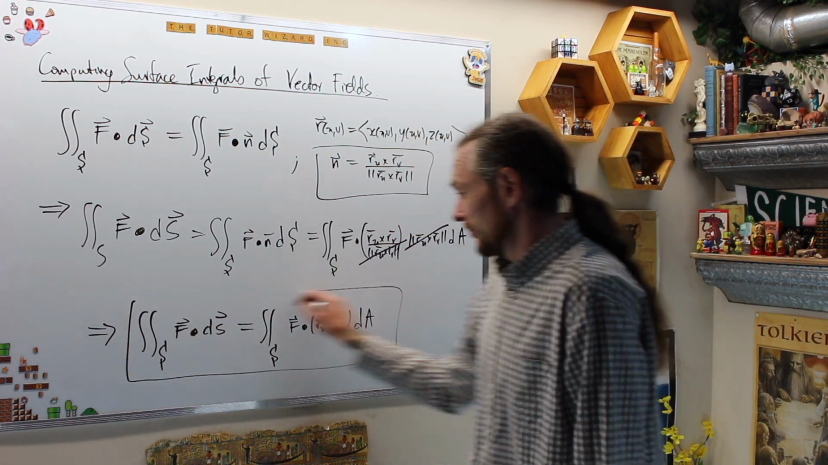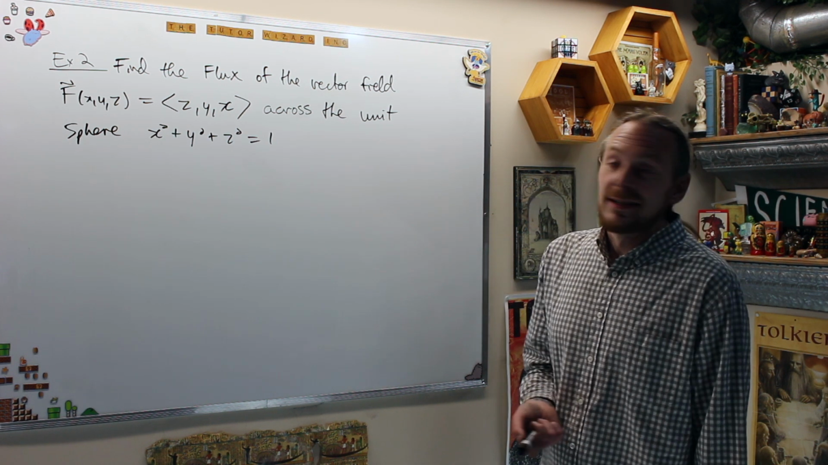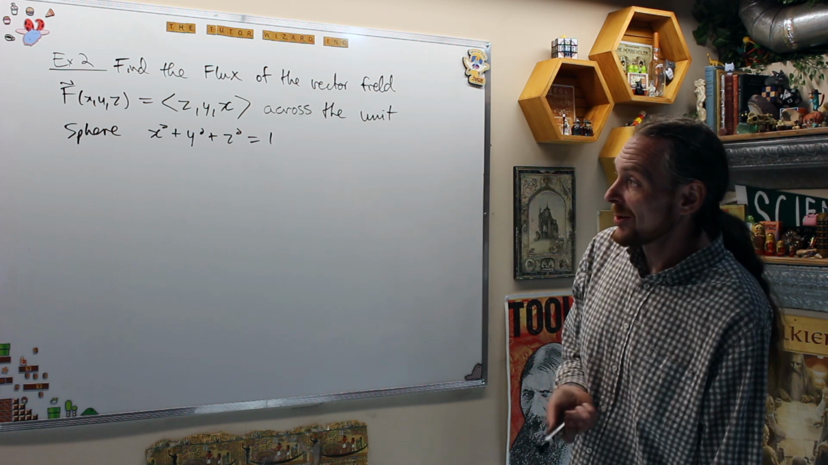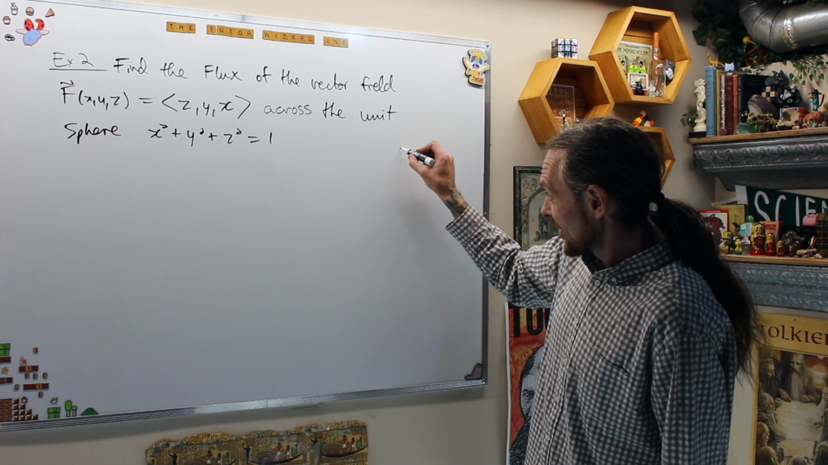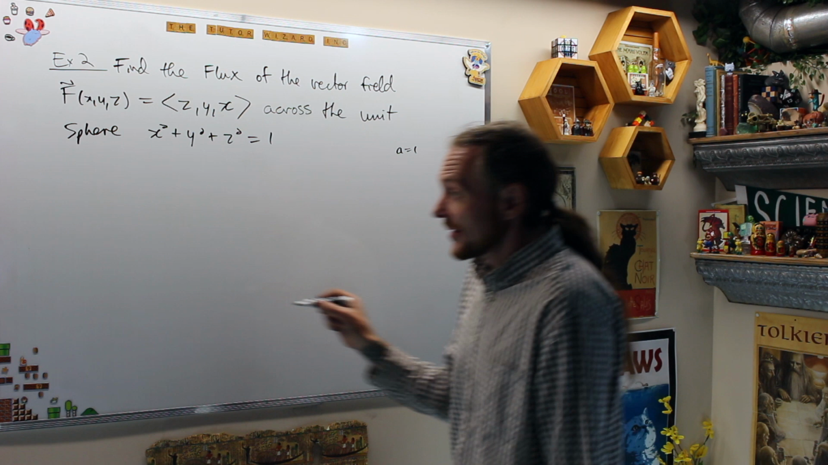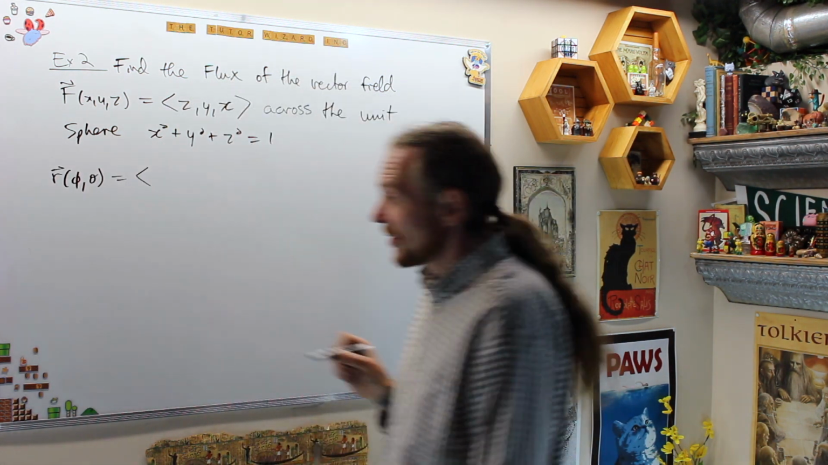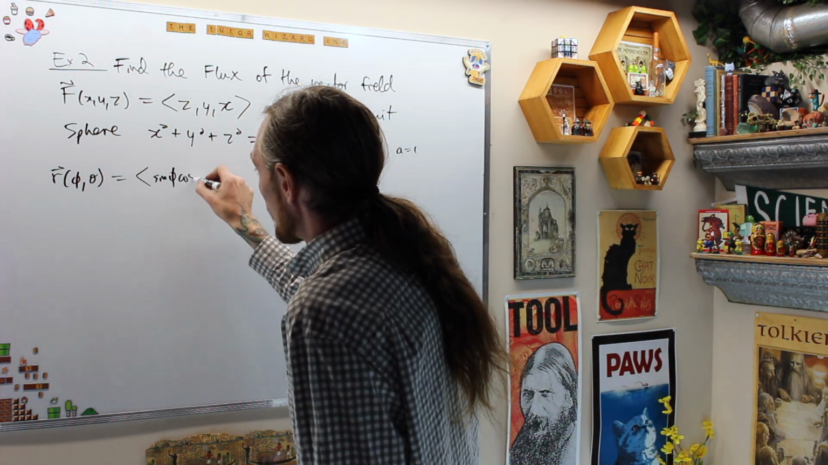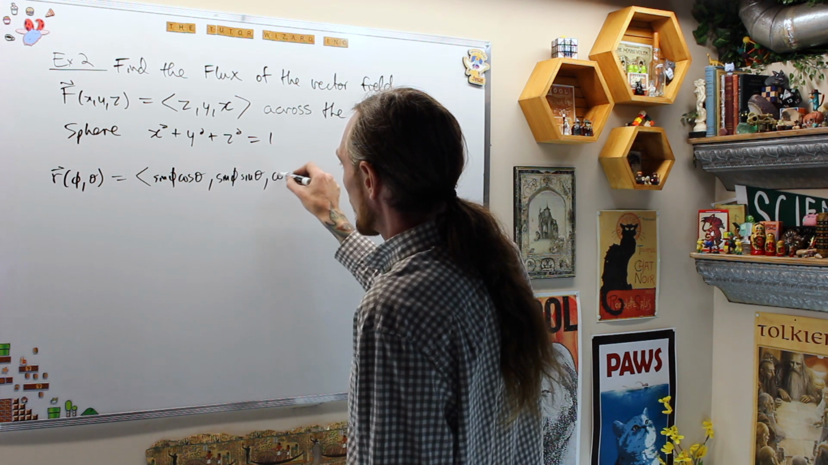All right, let's use the work of the previous example 1 to compute the flux of a vector field F, which is (z, y, x), across the unit sphere x squared plus y squared plus z squared equals 1. That's going to give me specifically a equals 1. So my parameterization is going to give me r(phi, theta) equal to (sine phi cos theta, sine phi sine theta, cos phi).